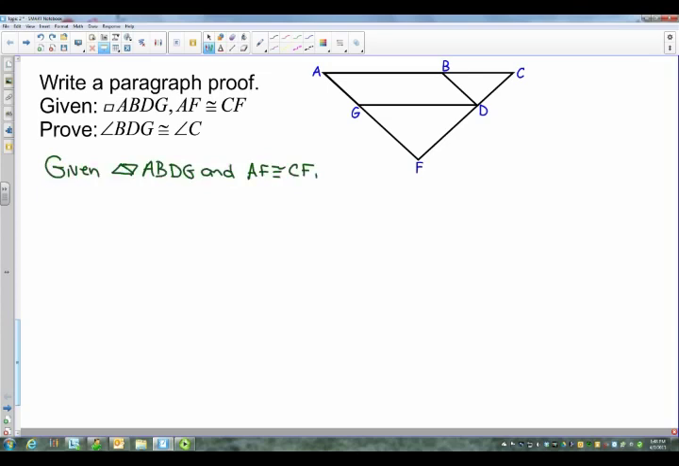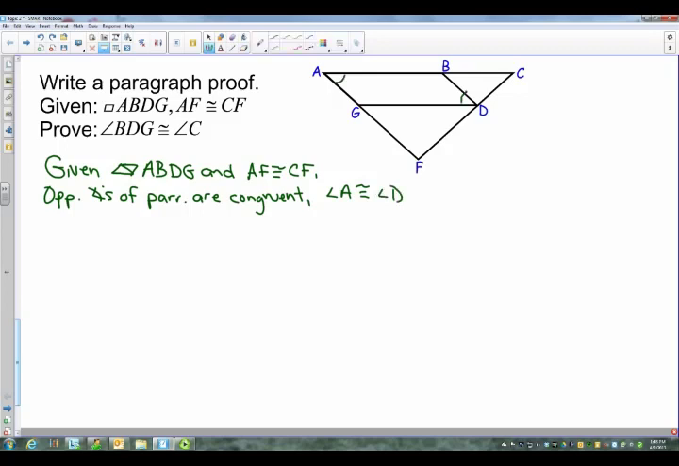Well, opposite angles of parallelograms are congruent, which means that angle A is congruent to angle C. Or sorry, let me go back. Angle D. I apologize. So angle A is congruent to angle D.